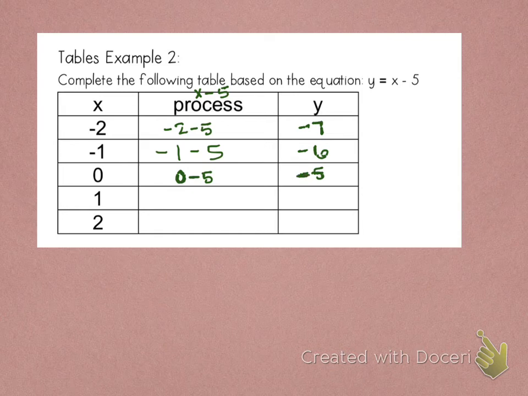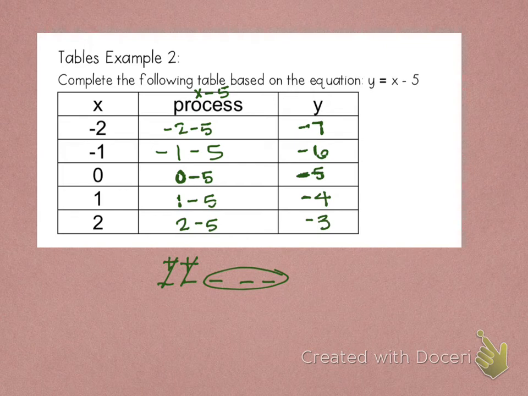And then we have 1 minus 5. 1 minus 5 is negative 4. And then 2 minus 5, we have 2 positives and 5 negatives, and we have 3 negatives left over. Or remember, if they are inverse numbers, so we have 2 minus 5.